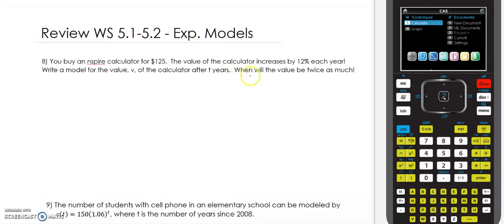And then it's asking me, when will the value be twice as much? That would be probably a question mark after that. All right, so we have something that we buy. So that's our original amount. That's our starting amount. And then we're given, it increases. So we know we're going to do growth by 12% each year. And that's our rate. But we have to remember that when we do the rate each time, we need to put it into a decimal form.